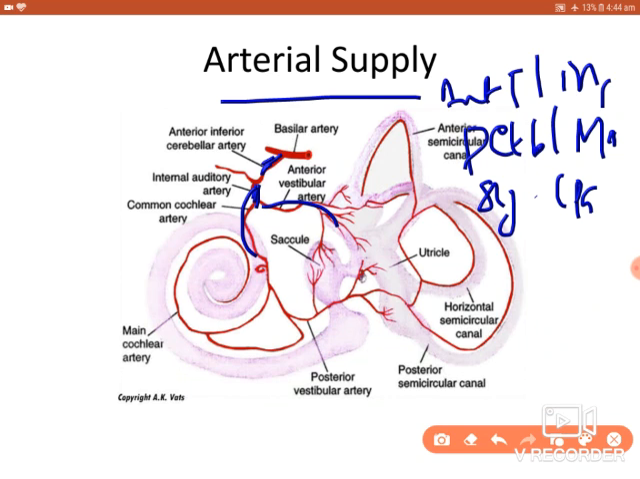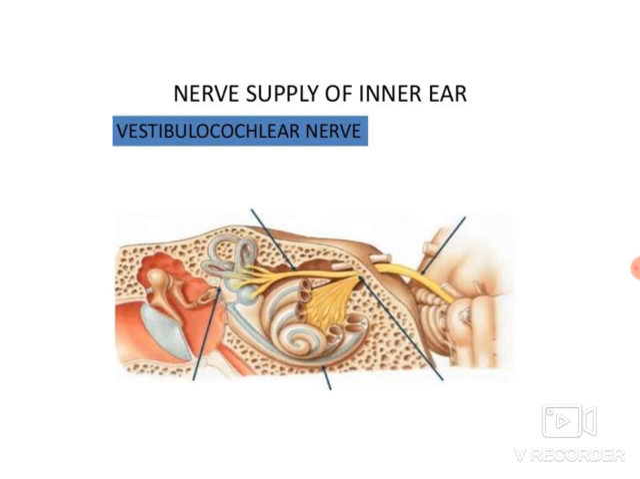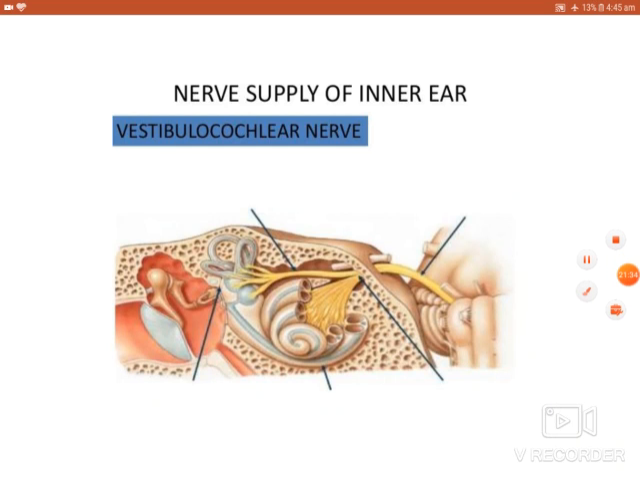Then the venous drainage is to the labyrinthine veins. Along with the arteries, veins are there. Venous blood drains through the labyrinthine veins. Then the nerve supply is through the vestibulocochlear nerve.